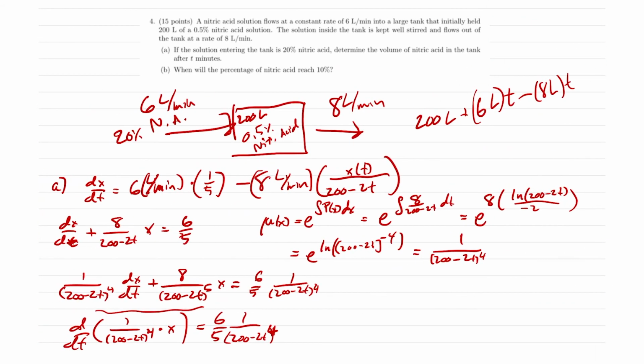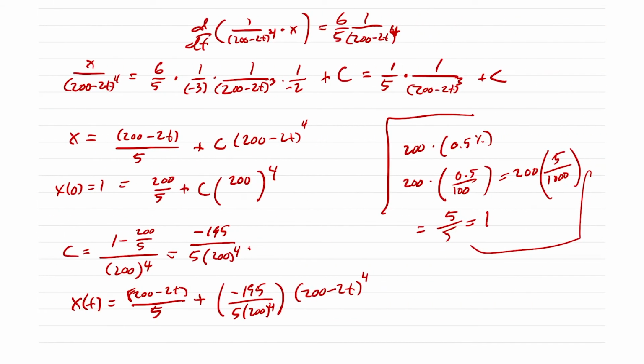Okay. Now what else do we need to do? When will the percentage of nitric acid reach 10%? So that's the question. Okay. Let's see. Can it ever reach 10%? So we're putting in 20% nitric acid. It starts lower than 10%. So eventually it might be able to do it. The only thing we have to worry about is whether or not we're going to run out of water before then.